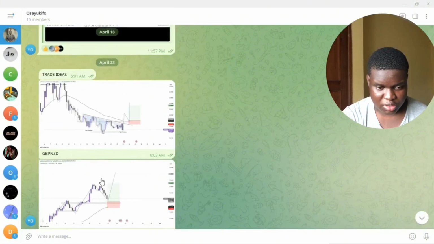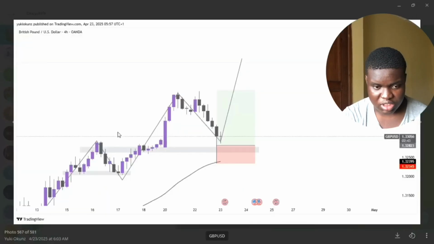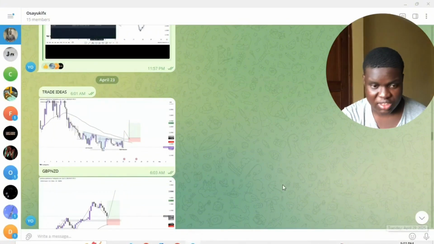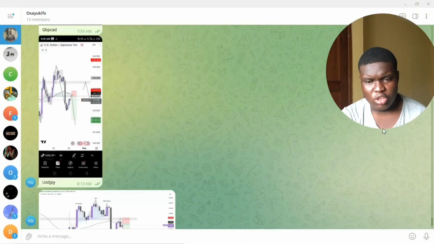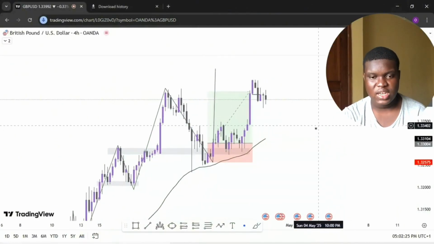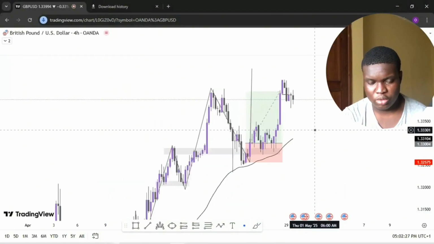So as you can see, this was the trade idea right here. This was GBPUSD. I was expecting a break and retest to continue going up, and I sent this trade on the 23rd of April. Today's date is 29th of April. So if you were in this Telegram group, for example, you'd have had enough time to decide if you were interested in taking this setup or not.